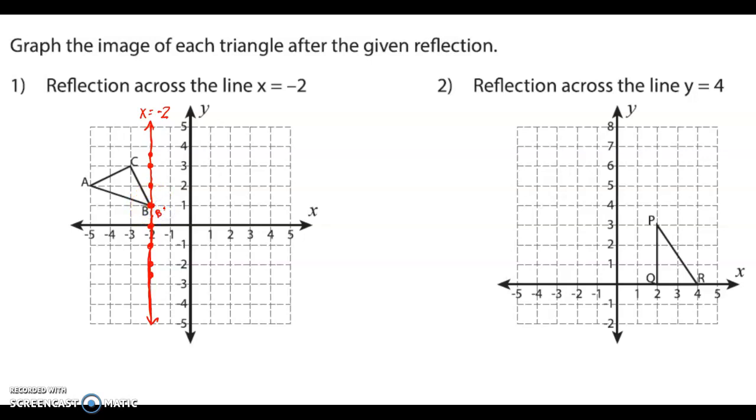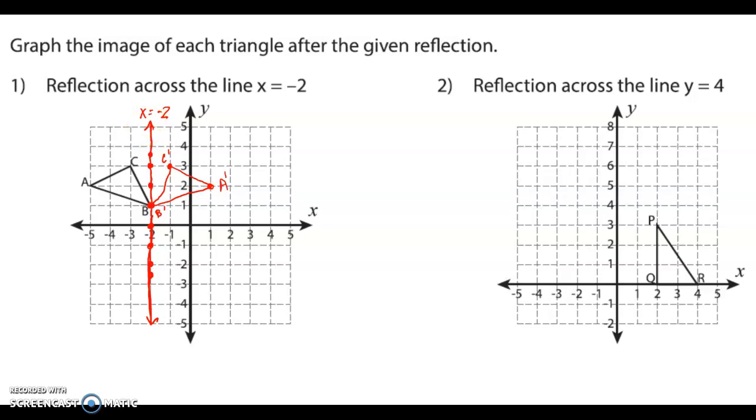So notice B is already there. B prime is going to stay there. How do I get from C to x equals -2? Well, I need to count 1 over to get to that line of reflection. So I'm going to count 1 more to get to C prime, okay? For A, I need to count 1, 2, 3. And to reflect it, I'm going to have to count 1, 2, 3 again. And this would be my A prime. So here is my reflected figure over the line x equals -2, okay?